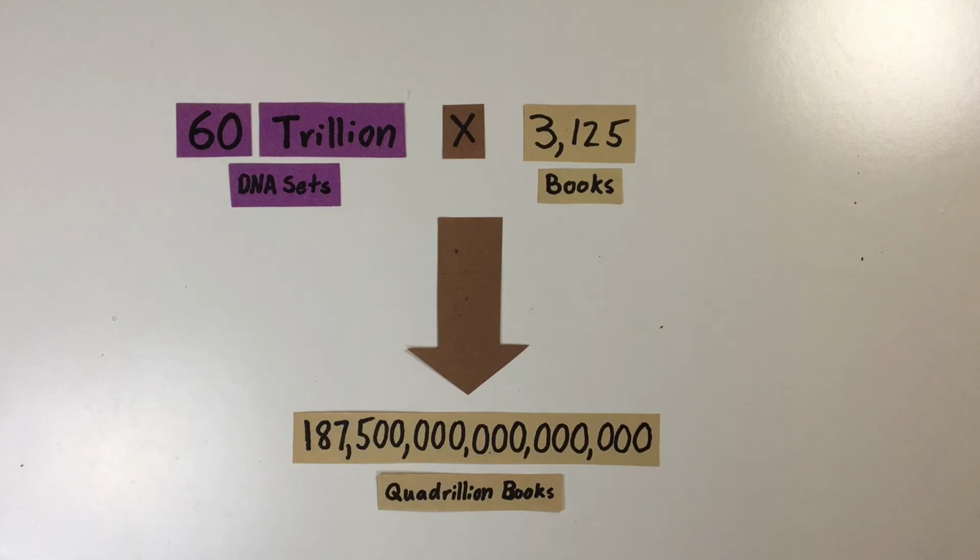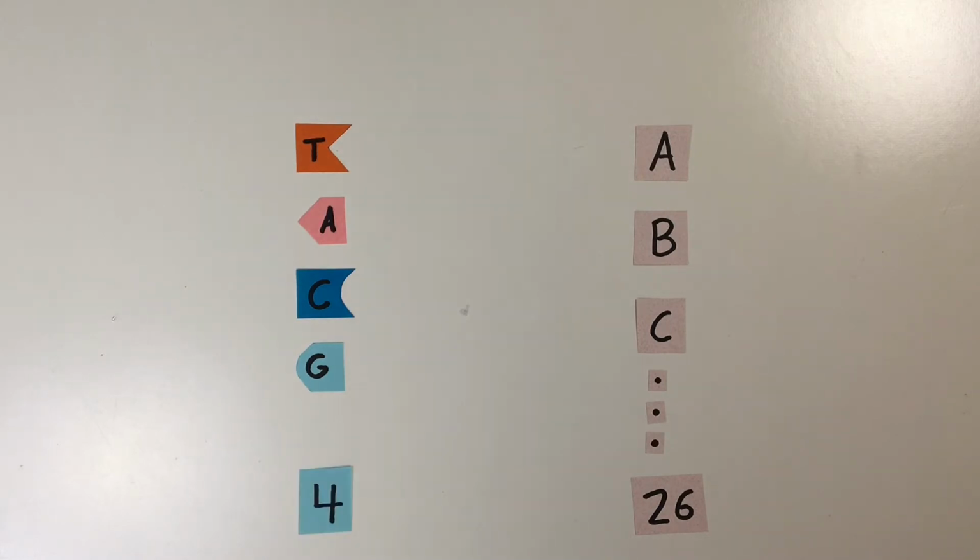That's a big number. First of all, let's find out how information is stored at the molecular level. DNA uses 4 nitrogenous bases, thymine, adenine, cytosine, and guanine, as its code. Think of it like our alphabet. We have 26 letters in our alphabet, whereas DNA uses 4 nitrogenous bases as its code.